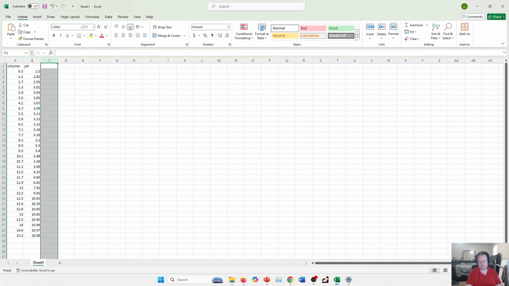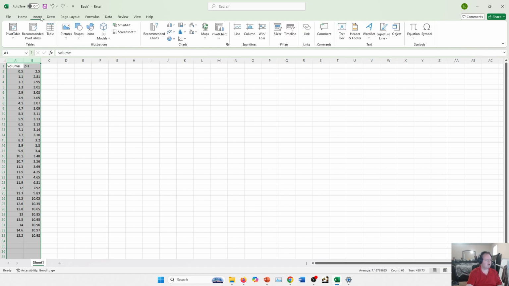Now, let's take a look at this with some data. I've gone ahead and put in some points. This is not an actual titration. I made some that look something like this, and I can make a graph of this, and I'll insert that.